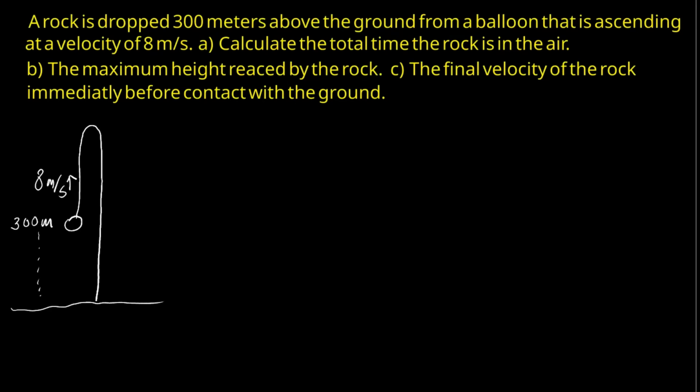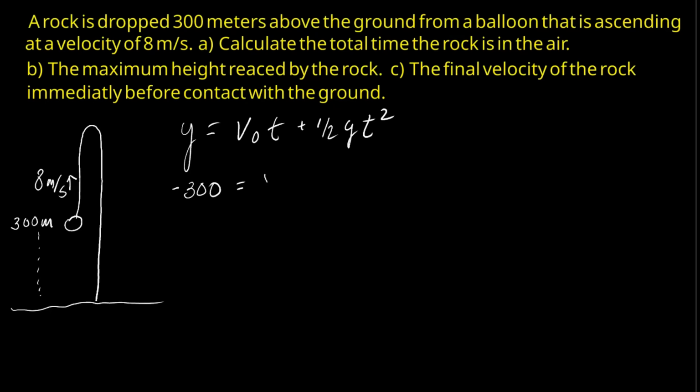Here, we drop a rock from a balloon that's ascending at 8 meters per second from a height of 300 meters. To find the time in the air, we're going to say y equals the initial velocity times time plus 1/2 gt squared. I know that y is going to be negative 300 because it started off 300 above the ground.